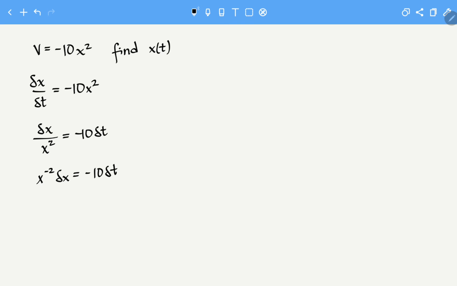All right, so now I can just integrate both sides. Just like algebra, where you divide both sides and stuff like that, you just integrate both sides.